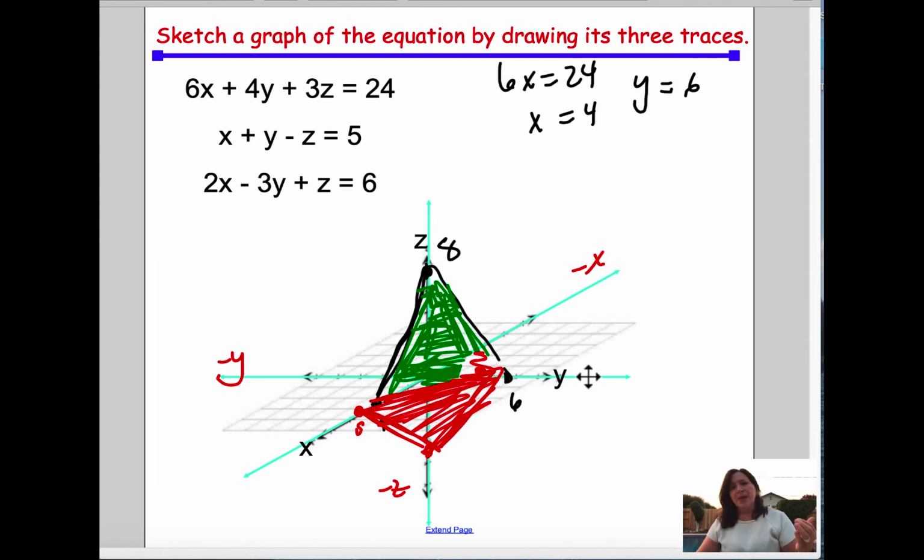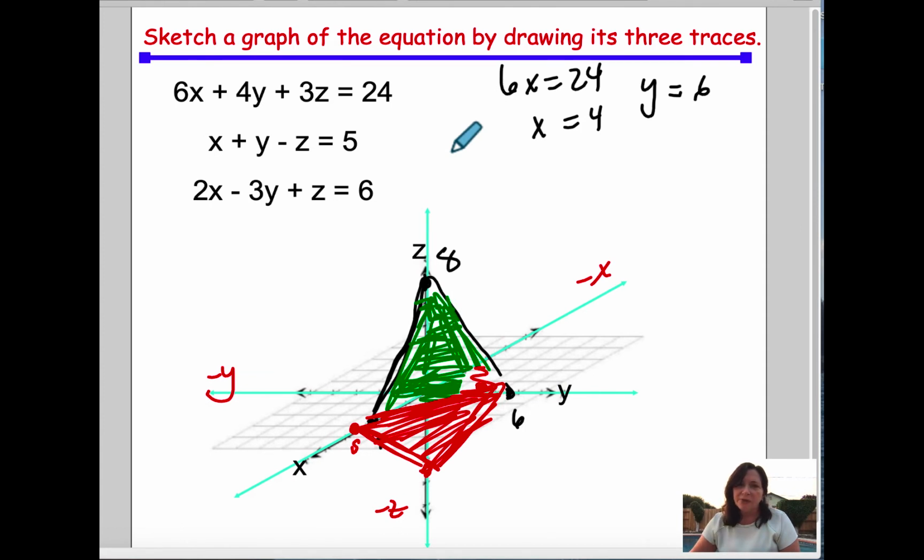Okay. And then to find the last equation's trace, or slice of the plane, we're going to find each one of these. The first thing we're going to do is set these equal to 0, and we're going to get 2x equals 6, so x equals 3. So x is 3. That was 5, so it's in here somewhere. To find the y, I'm going to set x and z equal to 0, and it looks like y is equal to negative 2, and then z is going to equal 6. So y is negative 2, so that's over here, and z is 6, so we'll say that's there.